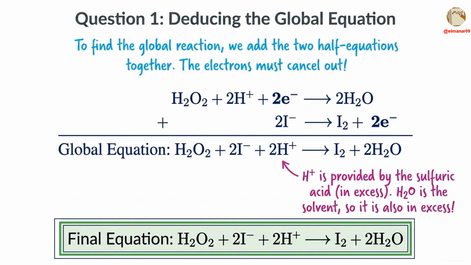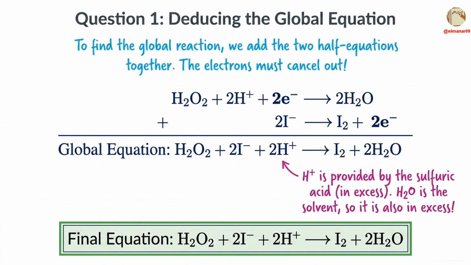A quick pro tip from your teacher. The H+ ions come from the acid we added, and since they are in excess, we don't worry about them running out. Similarly, since the reaction happens in water, the solvent, water is also in excess. This equation is our foundation for everything that follows.